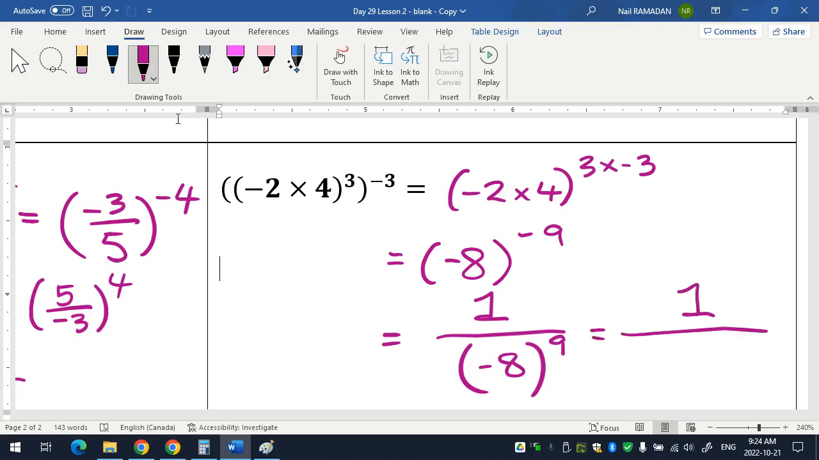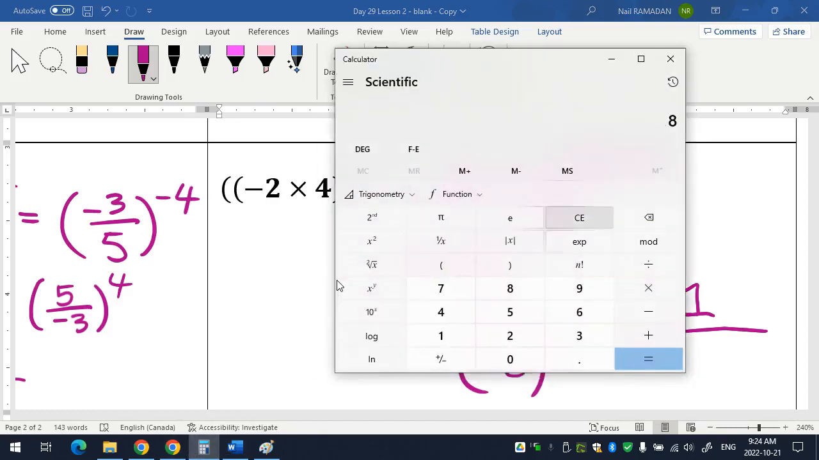Without even punching anything in. What's a negative times itself? 9 times. Why? Yes, because the first two will pair, the second two will pair, the third two will pair, the fourth two will pair, and the ninth one will not pair. So it's negative. Wow, what's 8 to the 9? Not super big. Yes. 134,217,078.